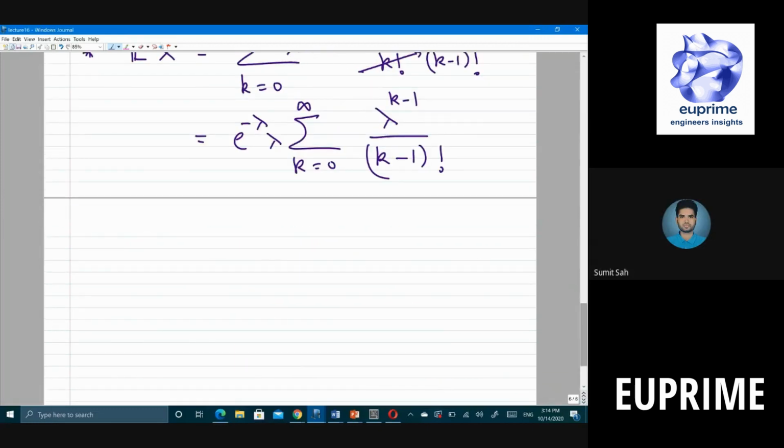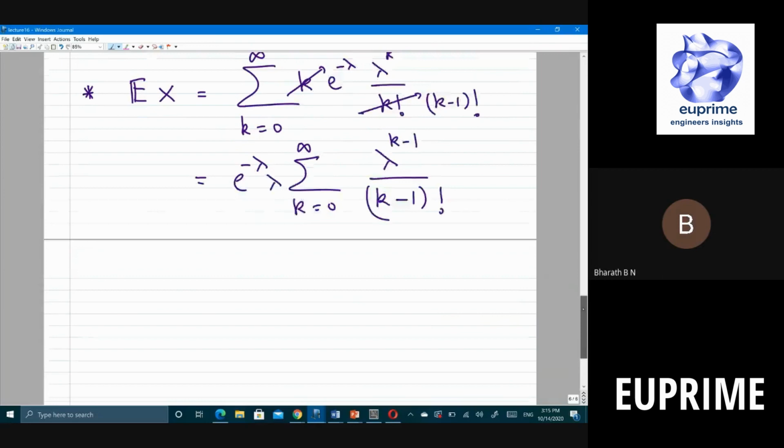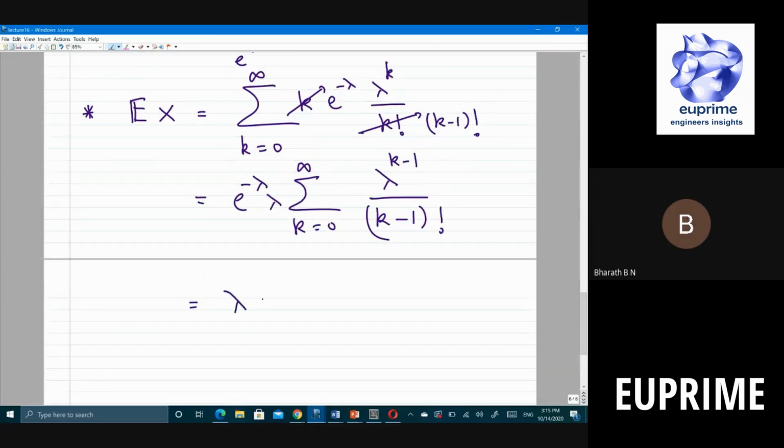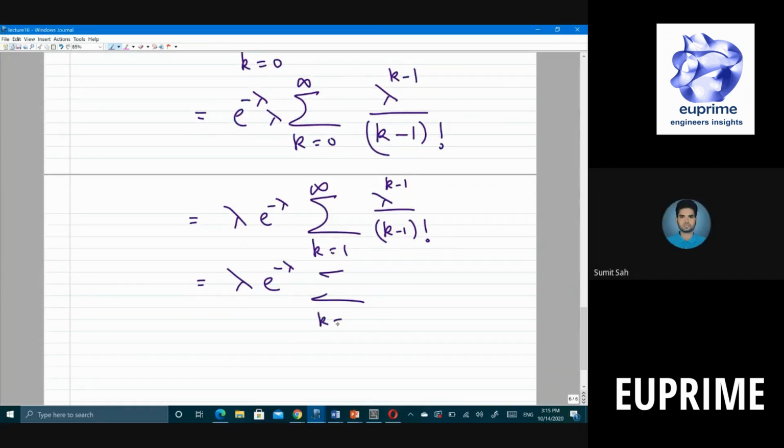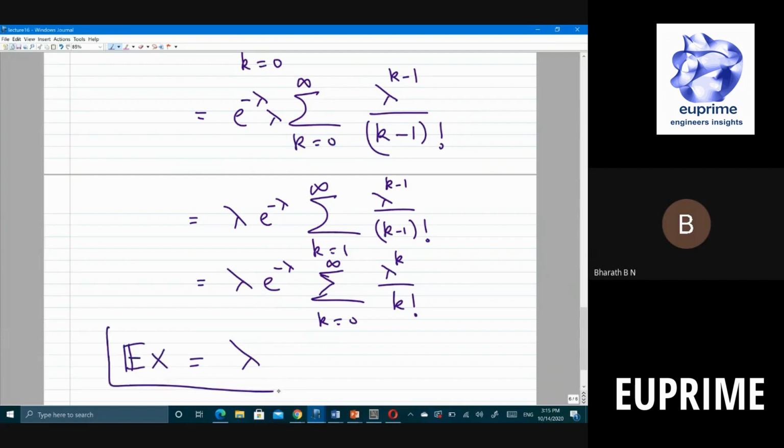Here k will be from 1, so you cannot have k equal to 0 to infinity. So this is lambda e power minus lambda, sum over k equal to 1 to infinity of lambda power k minus 1 over k minus 1 factorial. This is the same as lambda e power minus lambda times the summation from k equal to 0 to infinity of lambda power k over k factorial. This is nothing but lambda, because the summation will be e power lambda, and that cancels with e power minus lambda to get lambda. So we know that the average of the Poisson is lambda.